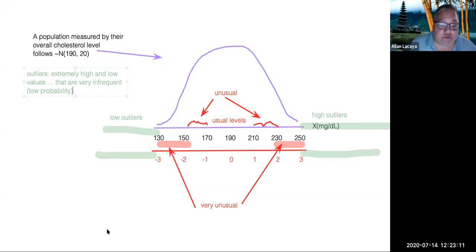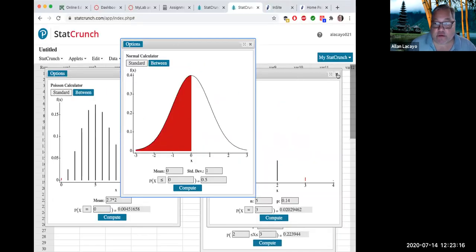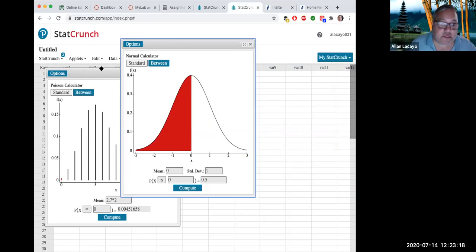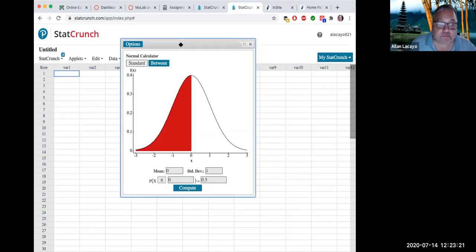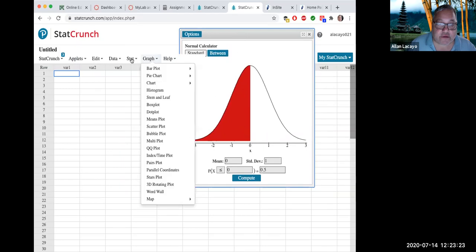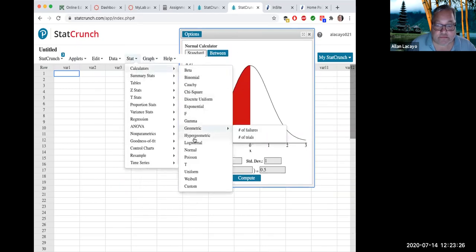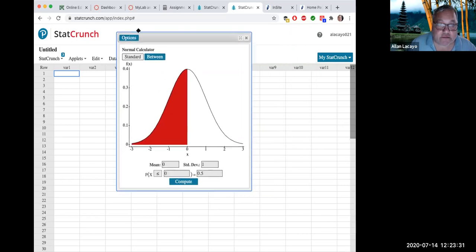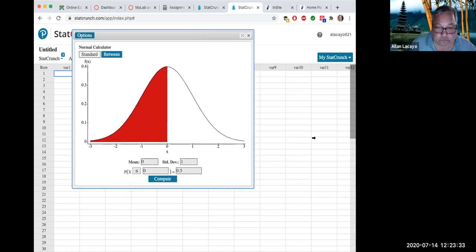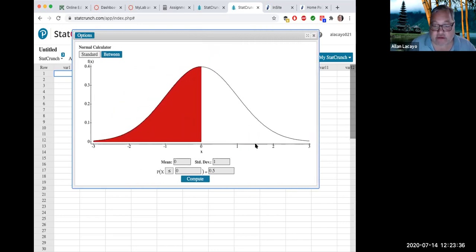How do we use the normal model in StatCrunch? The way we use the normal model in StatCrunch is we open the calculator by going Stat, Calculators, Normal. And this normal calculator, notice, goes up to 3 standard deviations to the right and to the left of the center. It opens in what's called the standard mode, which is mean 0, deviation 1. It opens in units of z-scores.